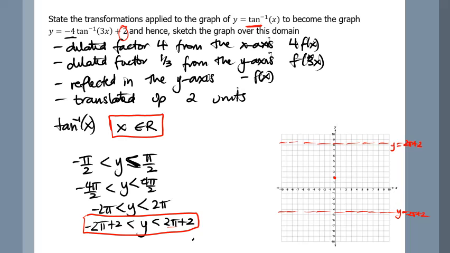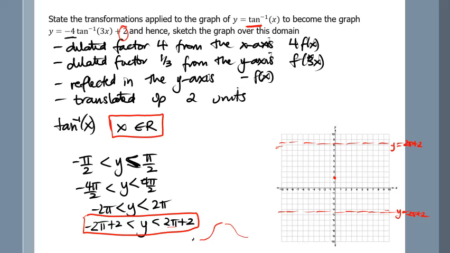Okay, we've got to remember it's reflected. So instead of having this shape, it's going to have that shape. We know it's going to approach this value up here, and it's going to go down to here. We know that our center is at negative 2. What else do we know? We know that it's been dilated a factor 1/3 from the y-axis.